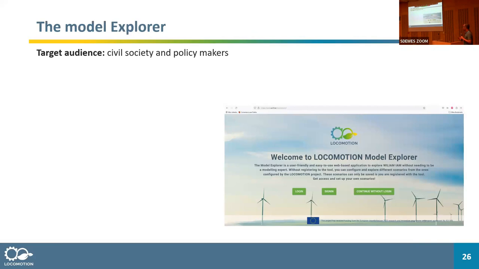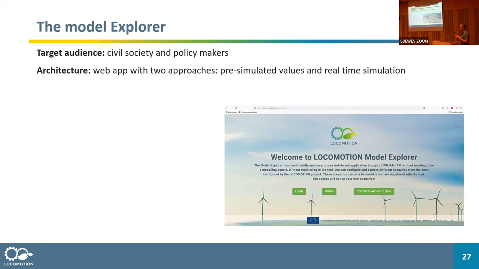Now going to the second of the three apps, it's the Model Explorer. In this case, the target audience is the civil society and also maybe it's of interest to policymakers. It's, I would say, a simplified version of the model analyzer. So it's even easier to access and easier to work with.